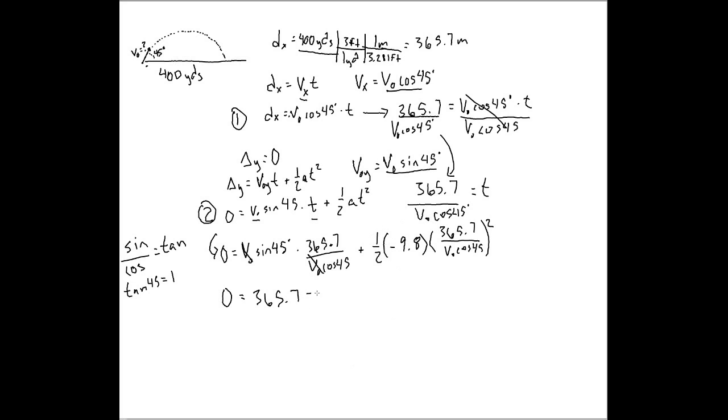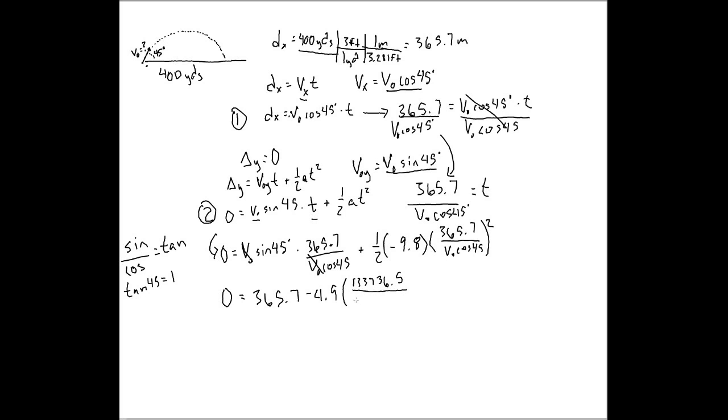So I'm going to go minus 4.9, now this whole thing squared. I've got to square the top. So 365.7 squared is a big old number. It's 133,736.5. And then all of that over.